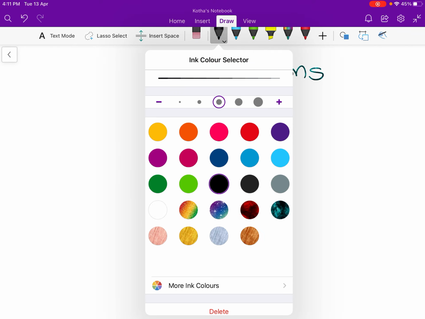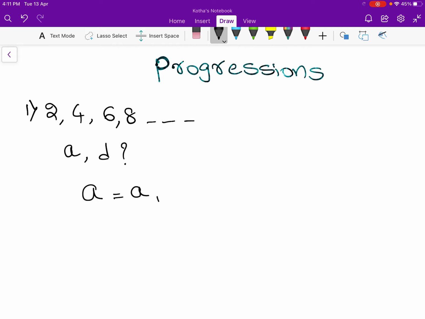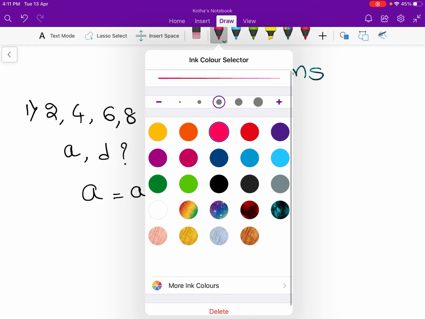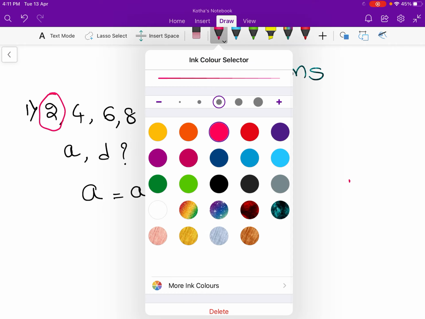So the first type of question they are going to ask from this chapter is they will give one AP like 2, 4, 6, 8 and so on. They'll give one arithmetic progression like this and they will ask you to find A value as well as D value. So A is nothing but the first term. Sometimes it is also referred to as A1. So what is the first term in the given question? That is 2. So A equals 2 and then they will ask you to write the common difference.